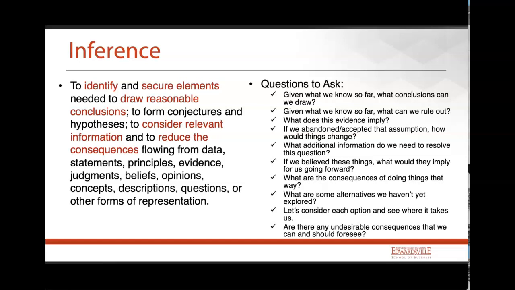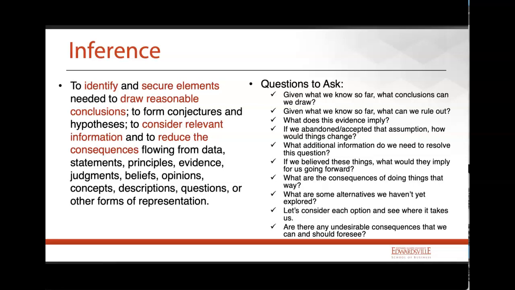Given what we know so far, what can we conclude? Given what we know so far, what can we rule out? What does this evidence imply? If we have this evidence, what does it actually mean? What are we assuming? What is assumed underneath that? If we abandon or accepted that assumption, how does things change?